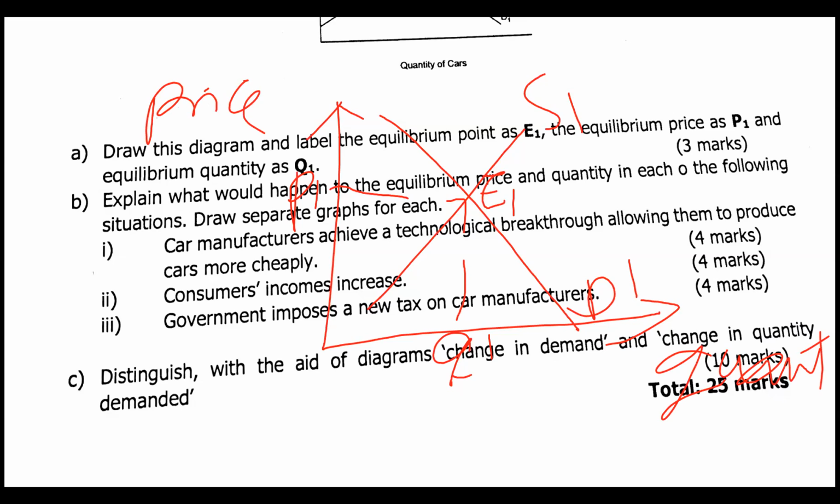Number one, a car manufacturer, remember we are selling cars. Car manufacturers achieve a technological breakthrough, allowing them to produce cars more cheaply. So the question is that, what does this situation affect? Does it affect demand or supply? Supply.